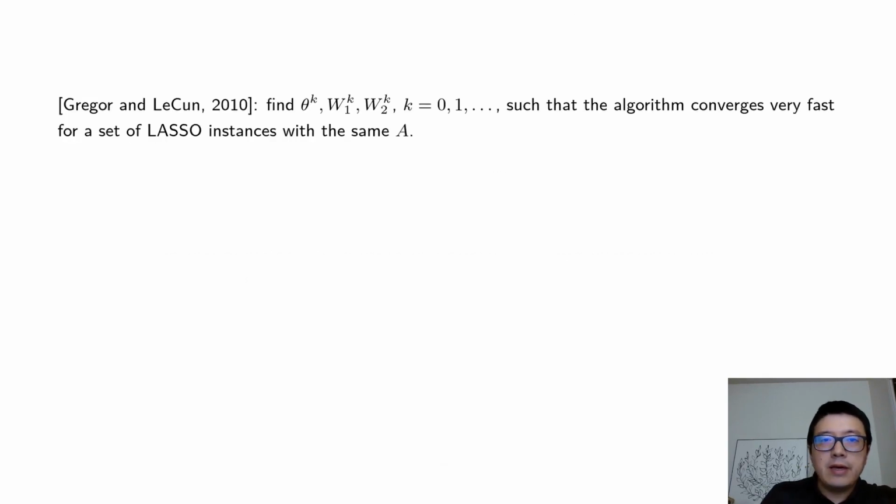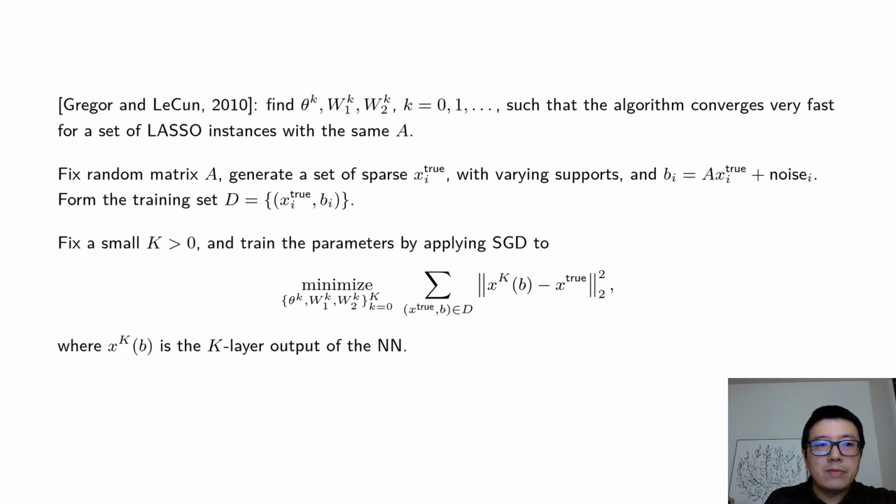And then, in order to determine the sequence of parameters, they created synthetic data. The synthetic data use the same A but lots of different X, and for every X there is independent noise. In other words, they fix a random matrix A and generate a set of sparse signals X_i true with different supports. In other words, the locations of the non-zeros and their values are different.